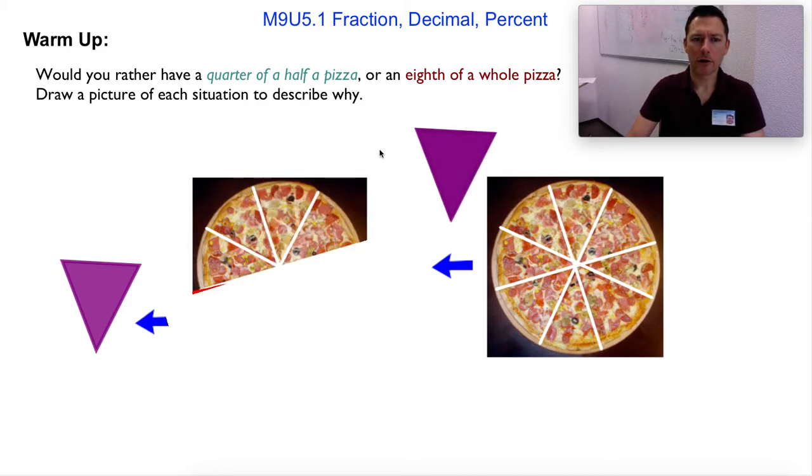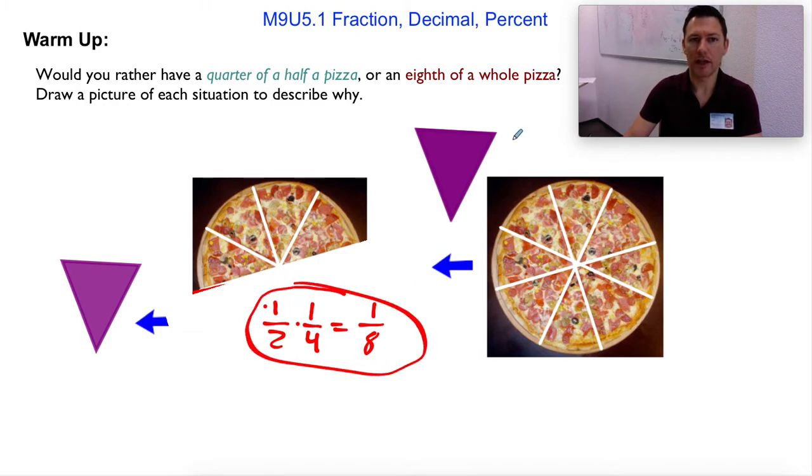So I want us to see that a quarter of a half, let's do it the other way. Half a pizza cut into quarters is the same as one pizza cut into 8 pieces. So a quarter of a half a pizza is 1/8, right? Fine. I want us to be able to do this efficiently.